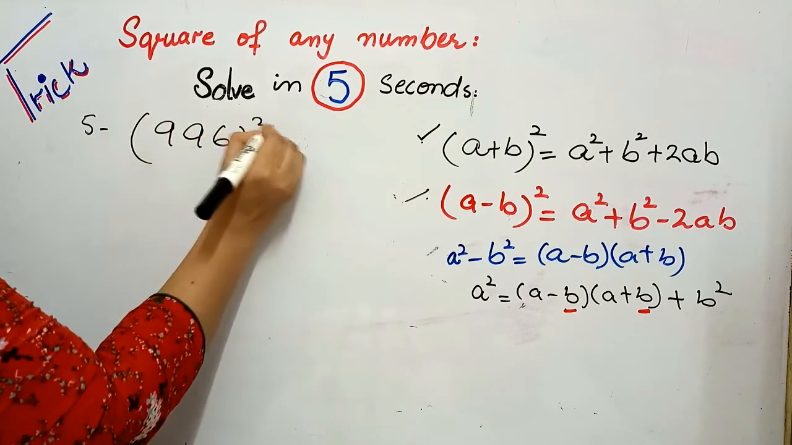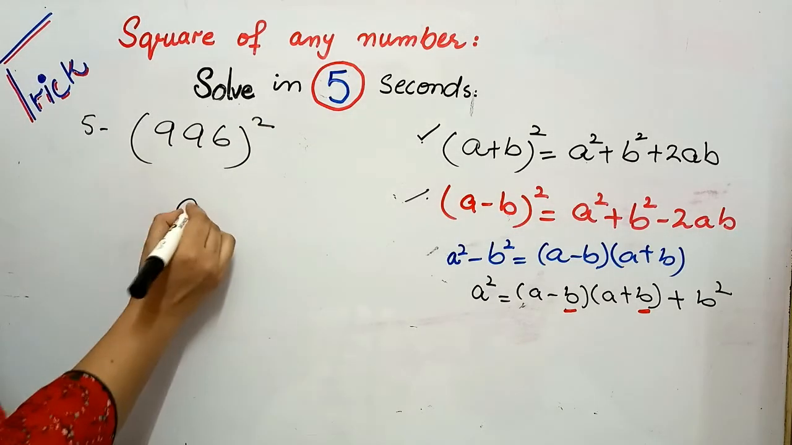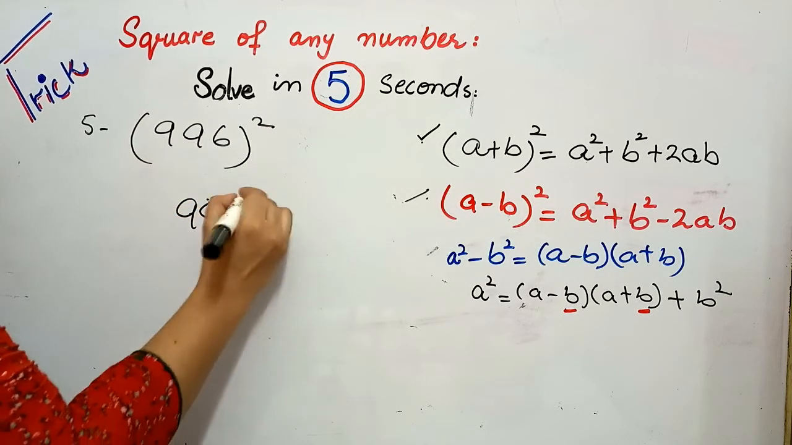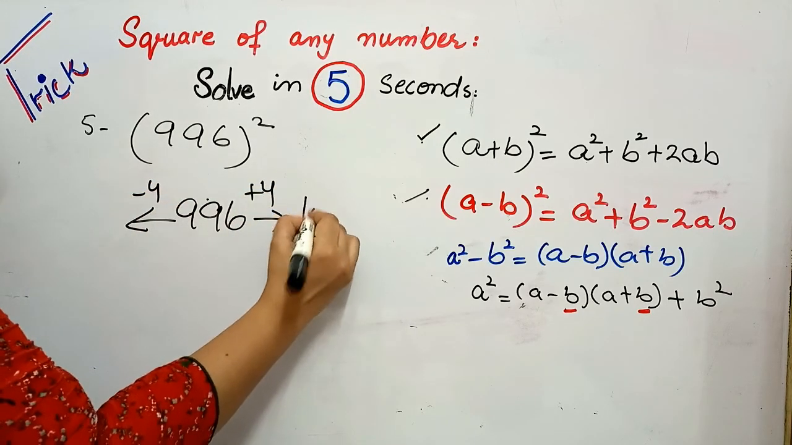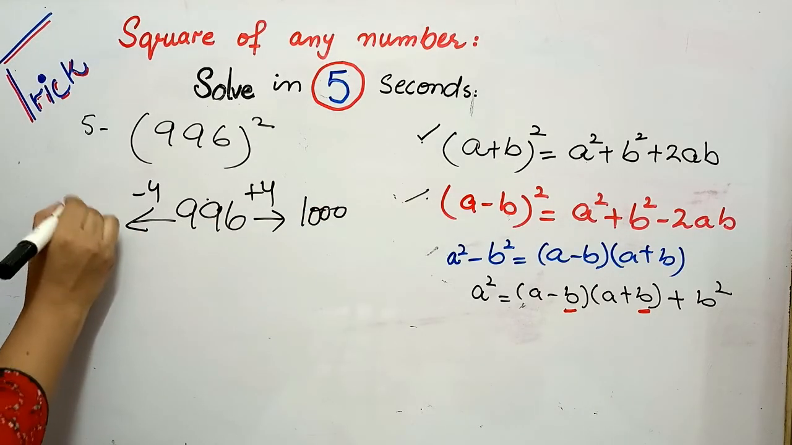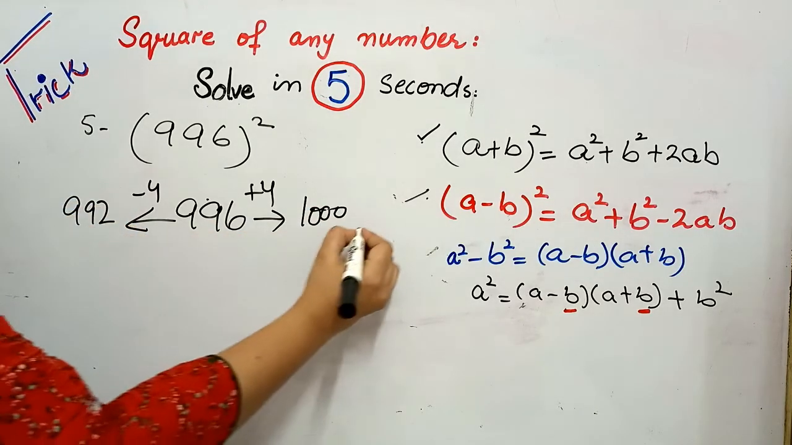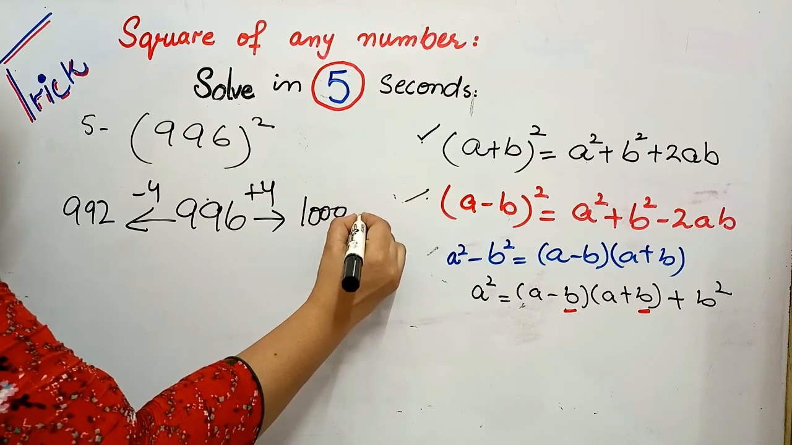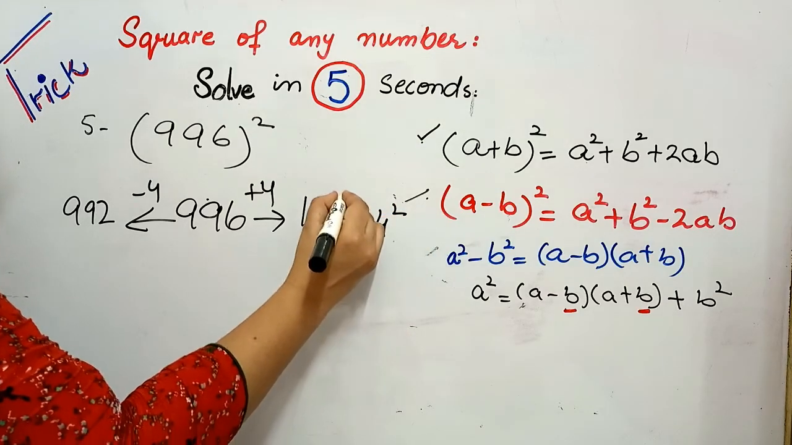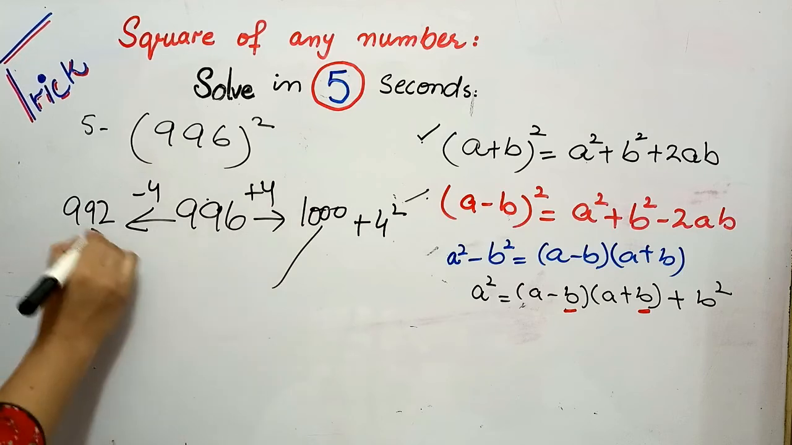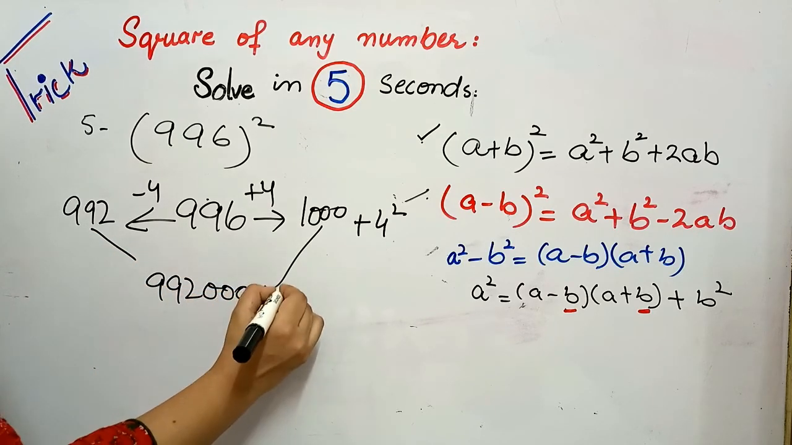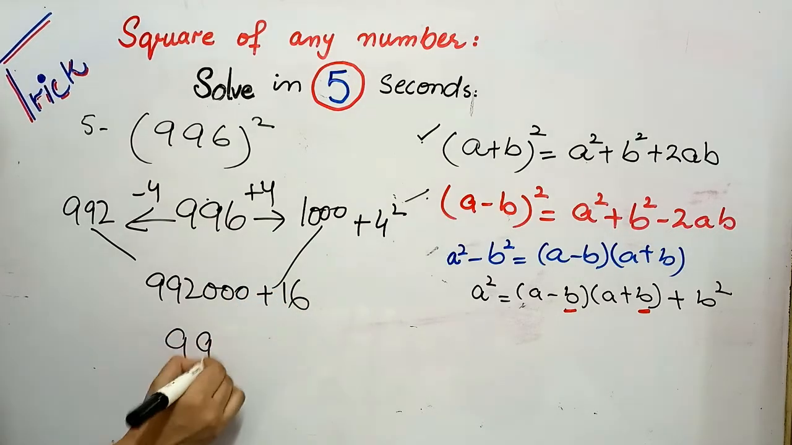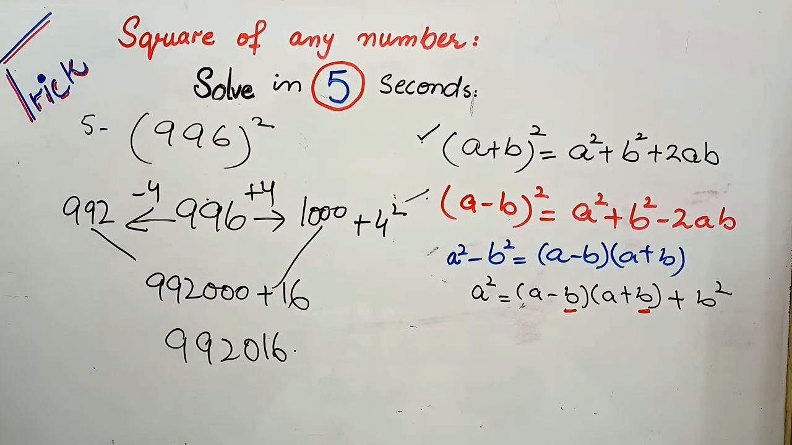Now let's solve this: 996 whole square. So we know that 996 plus 4 and minus 4. If we plus 4, that will be 1000, and minus 4, 992, and don't forget to add 4 square. Fine. So it will be 992000 plus 16, 992016.